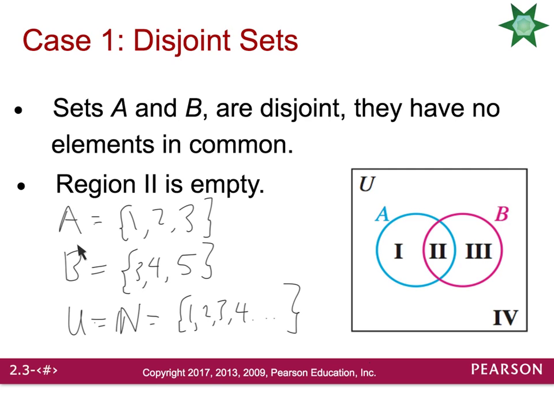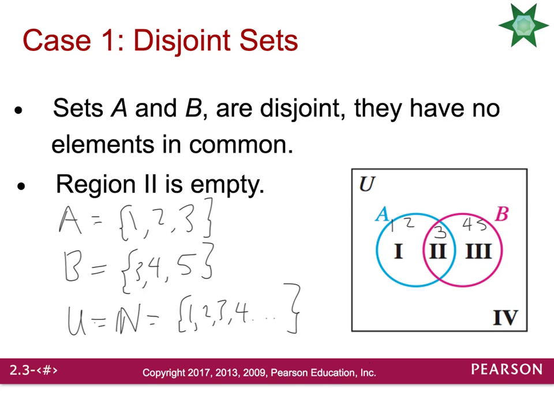Okay, so let's look at this example. Let's say A is 1, 2, 3, and B is 3, 4, 5, and our universal set is 1, 2, 3, 4, 5, 6, 7, 8, all the natural numbers, right? So Roman numeral 1 would have 1 and 2 in it. Roman numeral 3 would have 4 and 5 in it. And then Roman numeral 2 would have 3 in it. So you can see 1, 2, and 3 is in set A. And then 3, 4, and 5 is in set B, that circle, and then 3 is in both sets.